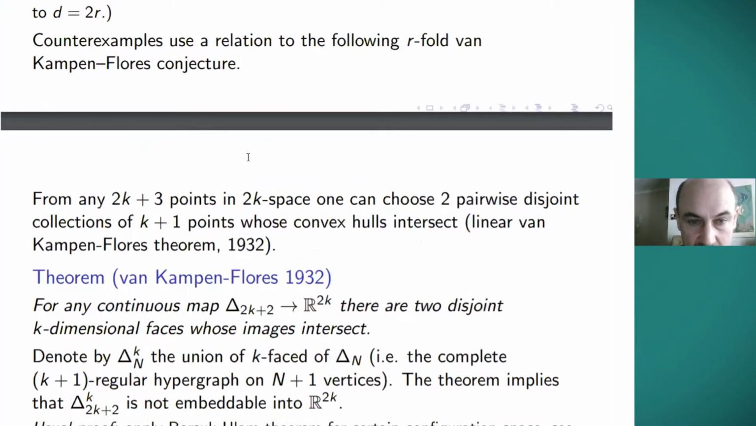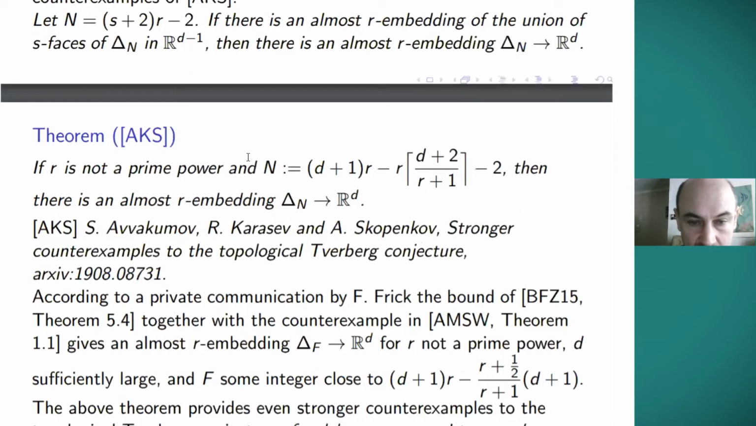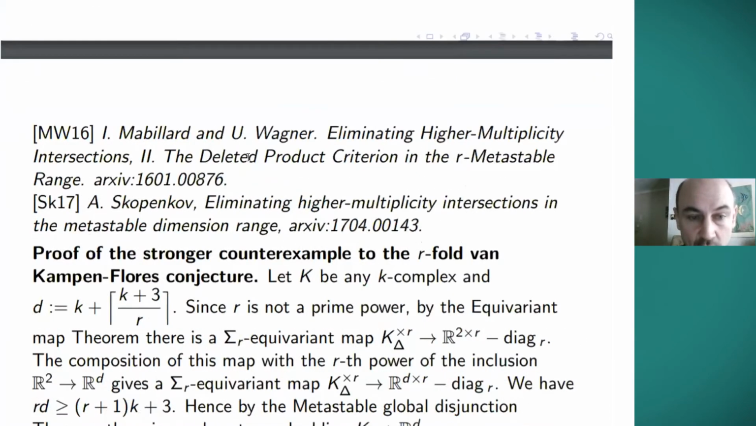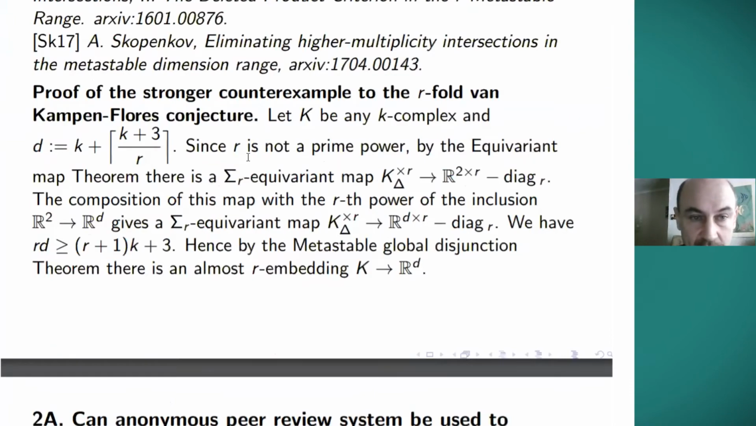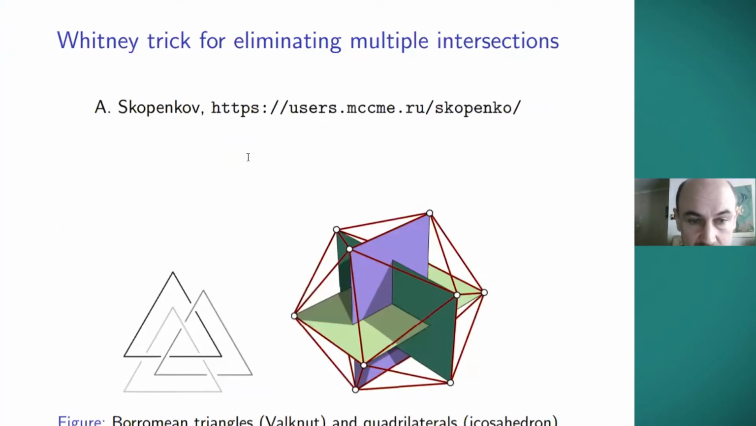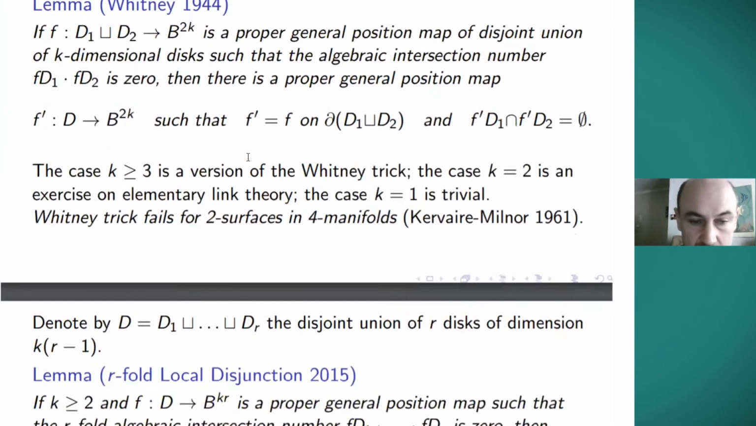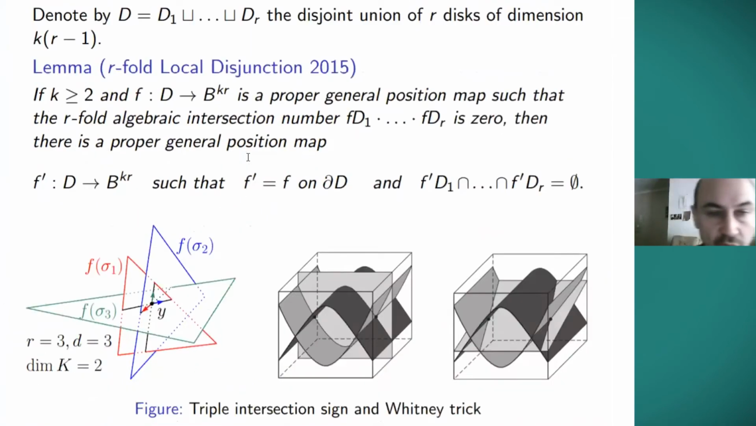So let me try to describe the idea of proof of that multiple Whitney trick theorem. Let me show once again the statement. I will illustrate the idea of proof for R when R is 3. That is, there is a disjoint union of 3 disks of dimension 2k, and they are mapped into a ball of dimension 3k. The threefold algebraic intersection number of those disks is 0. Then there is another map coinciding with F on the boundary and such that the triple intersection of these disks under this new map is empty. So that's the statement.